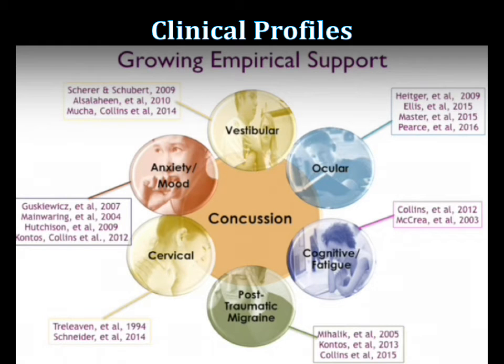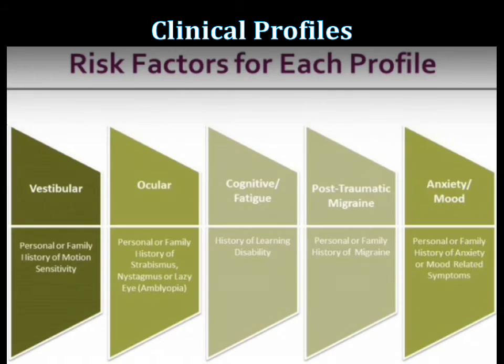And we can use clinical profiles to further assist our athletes and put them into categories that their concussion might fall into. As we know, not all concussions are the same, and they need to be treated as such. These categories for clinical profiles include vestibular, ocular, cognitive fatigue, migraine, and anxiety and mood. Each of these describes the brain function that was most impacted during the concussion.